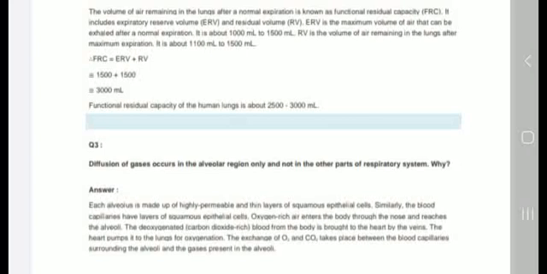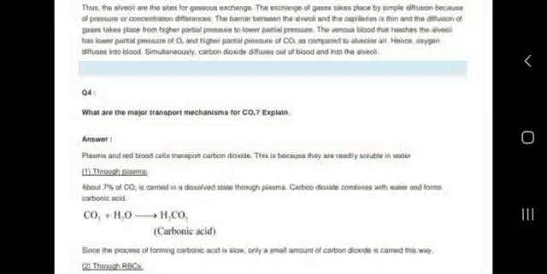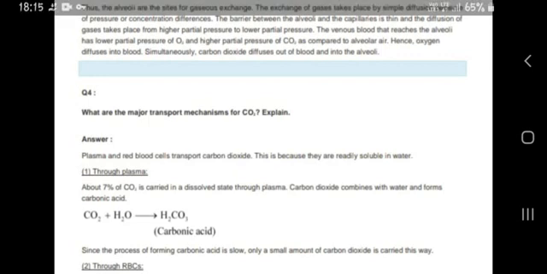So this is why the diffusion of gases occurs in the alveolar region. Thus the alveoli are the sites for gaseous exchange, and the exchange of gases takes place by simple diffusion because of pressure or concentration differences. The barrier between the alveoli and the capillaries is thin, and the diffusion of gases takes place from higher partial pressure to lower partial pressure. Hence the oxygen diffuses into the blood, and simultaneously carbon dioxide diffuses out of the blood into the alveoli.